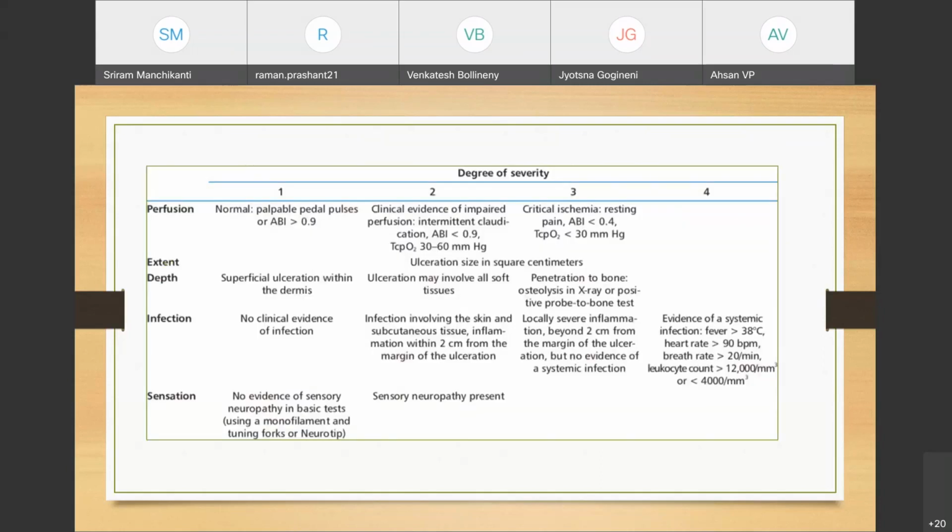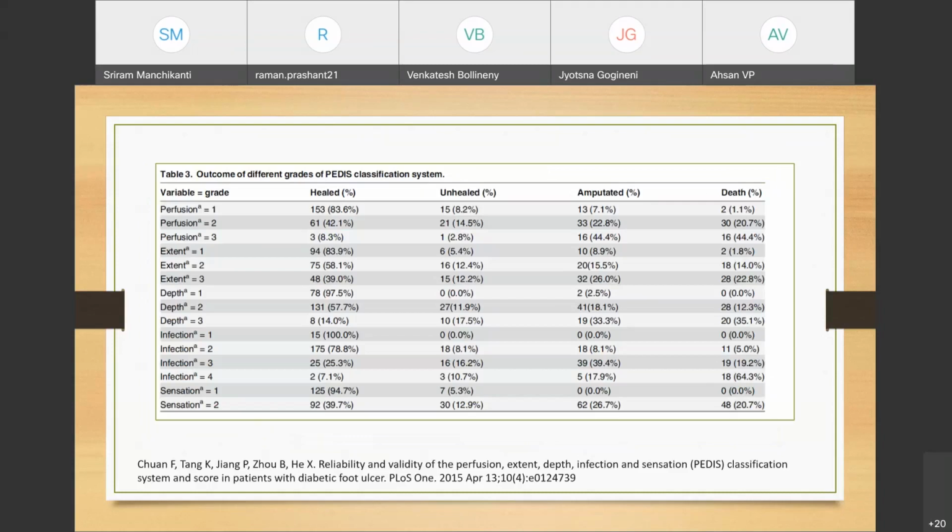So based on that, we have multiple severity systems. One of the most commonly used is the WIfI classification, which includes the presence of infection. Commonly, in the presence of systemic infection, it is considered as a high grade of infection. Next, based on the outcome, this is the PEDIS classification, which is commonly seen. We see that patients with the presence of severe infection have a much lower rate of wound healing and higher rates of amputation, which is grade 3 and grade 4 infections.